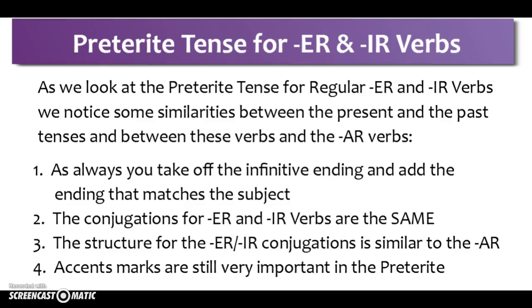If you remember the last unit on preterite tense for AR verbs, these conjugation patterns for ER and IR verbs follow very closely those patterns that we discussed for the preterite tense for the AR verbs. And as always, the accent marks are still very important in the preterite tense. They change not only the pronunciation of the word, but they can also impact the meaning of that word.